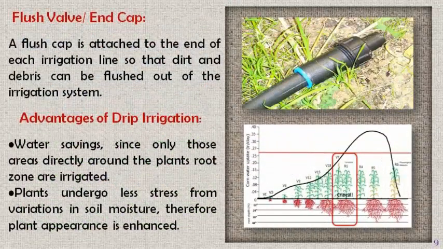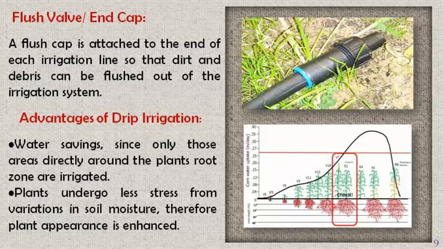9. Flush valve or end cap. A flush cap is attached to the end of each irrigation line so that dirt and debris can be flushed out of the irrigation system.